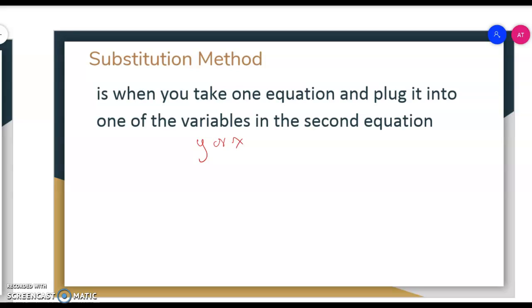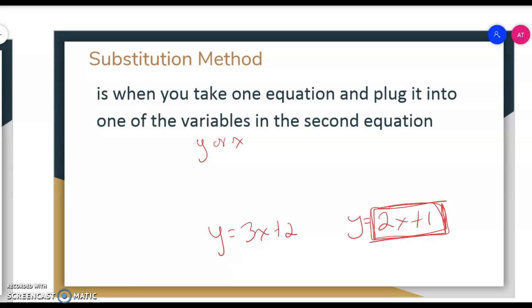Essentially, if I have y equals 3x plus 2 and y equals 2x plus 1, see how y equals something? This is what y is equal to. I can take this and plug it in here to create my one equation equals the other equation. So let's get to our steps.